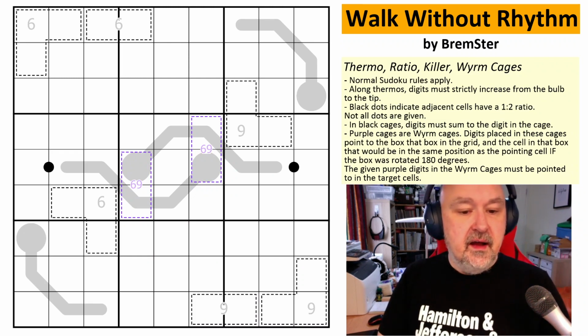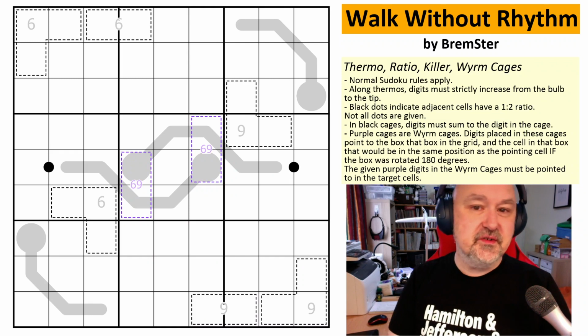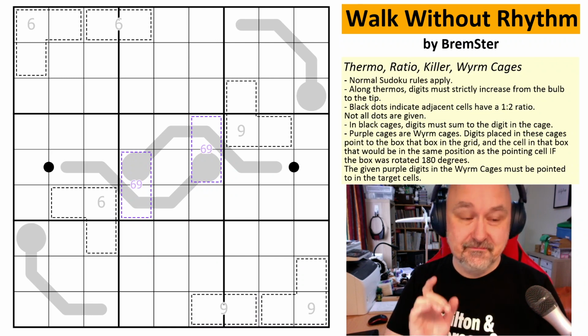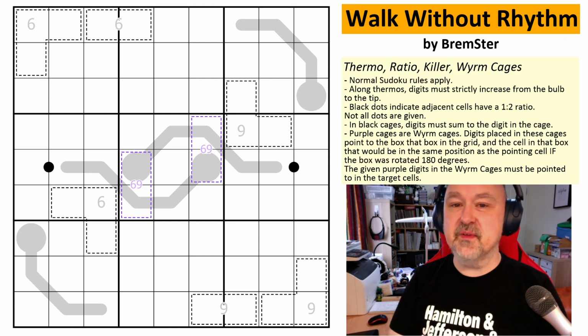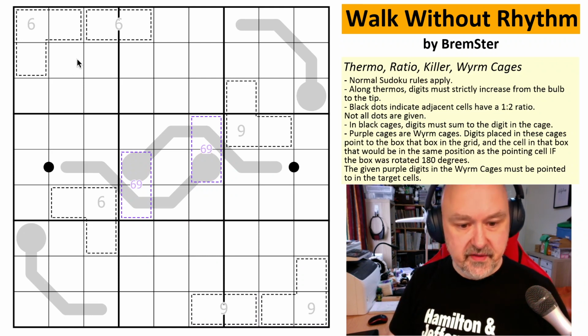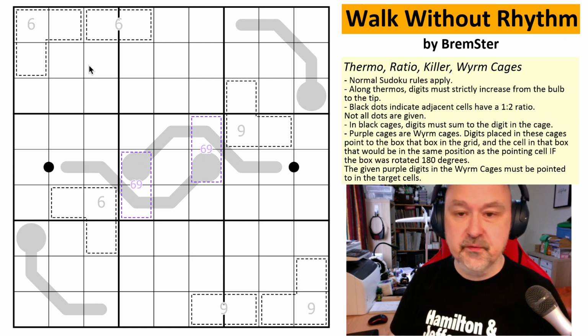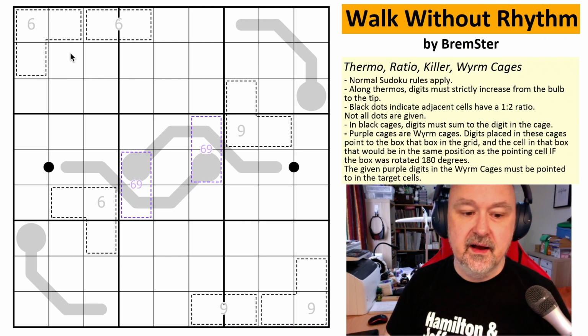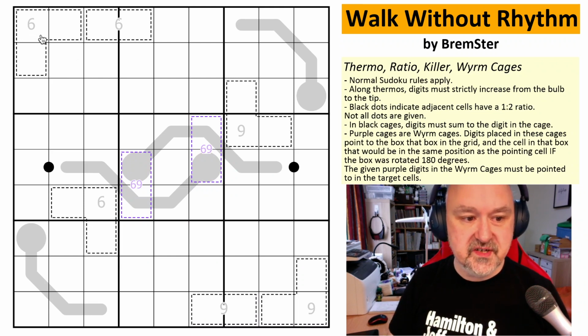So this puzzle does use a special rule set, which is similar to one of the ones I've used before in order to make this work. So let me explain the rules and then we will go on. So this is Walk Without Rhythm. It has a few rules, some of which you will recognize, and I have modified the way that they display, which you will see. So first of all, normal Sudoku rules.